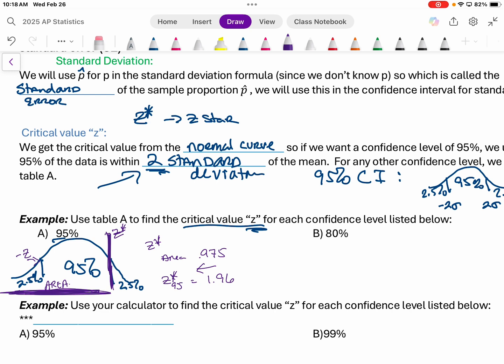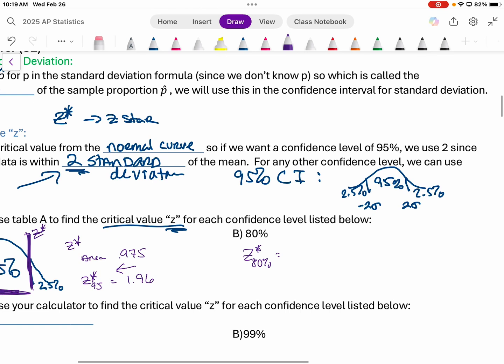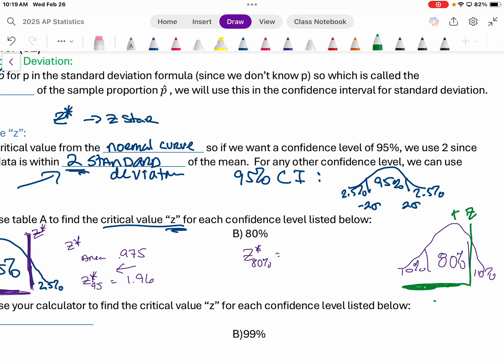Again, when I look at the next one, what is a Z star for an 80% confidence interval? Again, thinking about a picture, we draw the picture. We've got 80% in the middle. That means there's 10% on each side. So when I look for this, I need to remember I'm going from the right side, the positive Z, and I'm actually looking for 0.900 on the inside of that table.